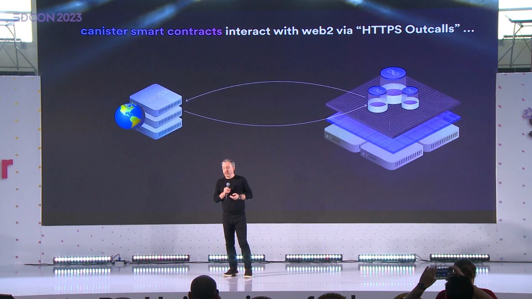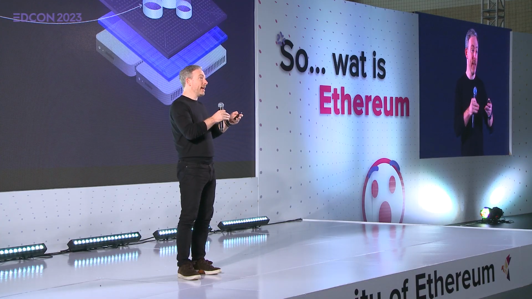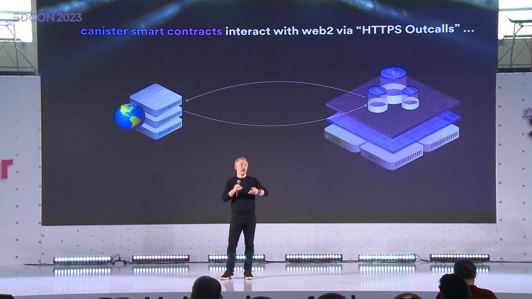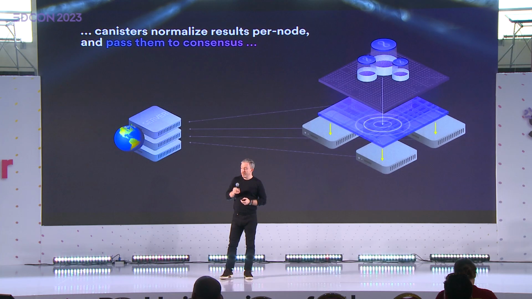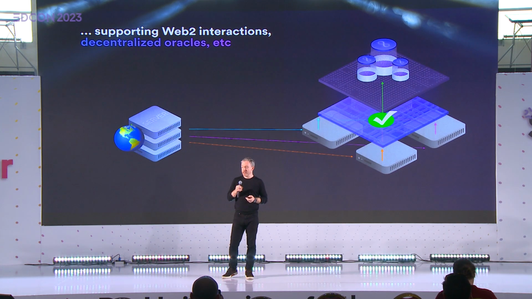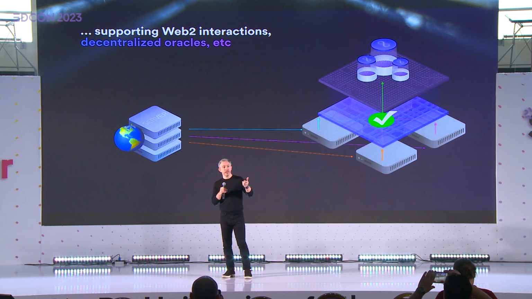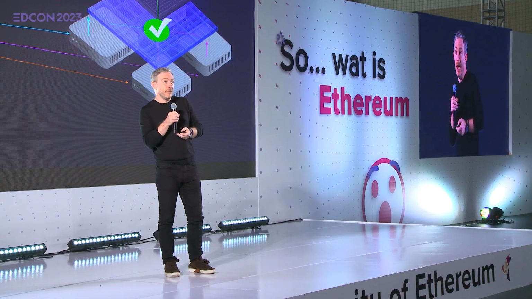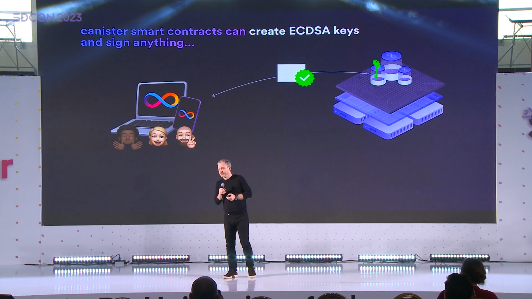Something else curious, the Internet Computer canister smart contracts can interact with Web 2 by something called HTTPS outcalls. And bearing in mind that this is being integrated at the network level with Ethereum, this means that Ethereum smart contracts will have the same functionality. And what happens is these canister smart contracts are run locally by the node machines, normalize the results. The normalized results are passed to consensus. And if consensus is reached, it's passed to the smart contract. And that supports Web 2 interactions and decentralized oracles and things like that. Arguably, you don't even need an oracle with this functionality.